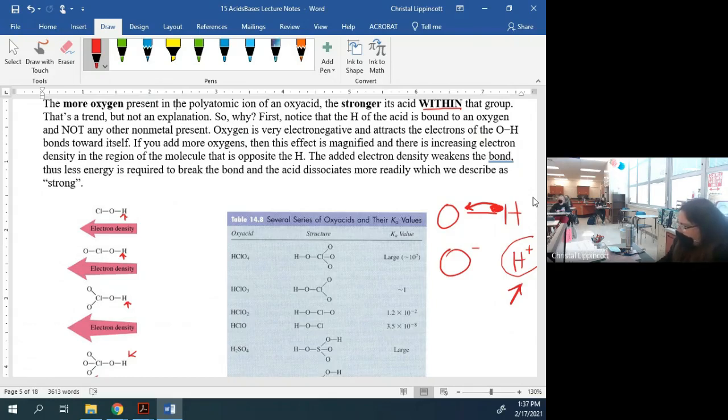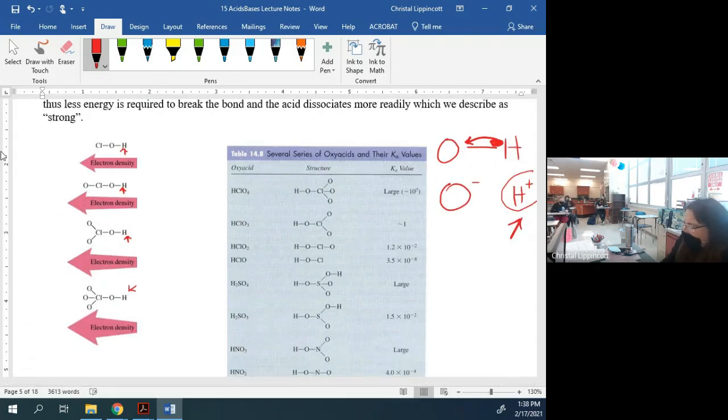So oxygen's very electronegative. It's going to attract the electrons of the OH bond toward itself. If you add more oxygens, you're going to get that more and more magnified. As we add an extra oxygen here, that electron's going to get pulled over even more. Now we've got 3 oxygens pulling on that guy. It's pulling it over even more.